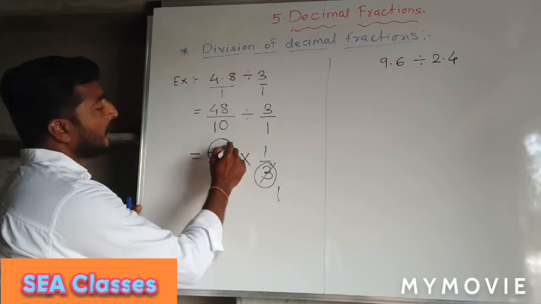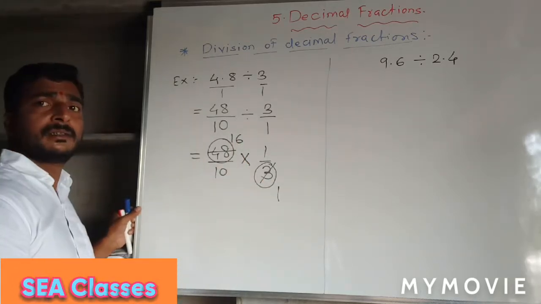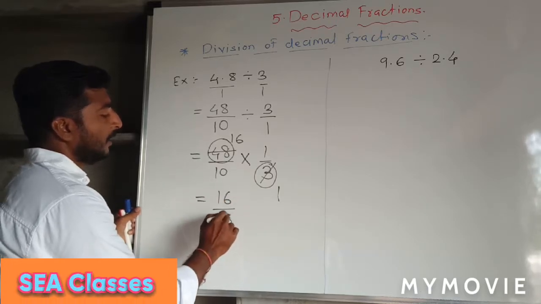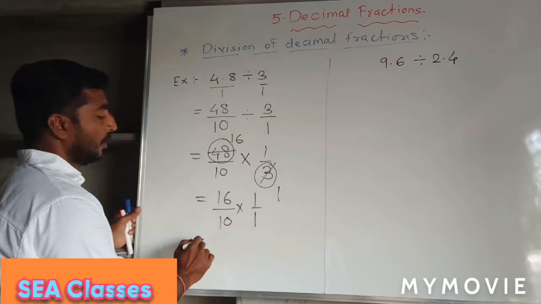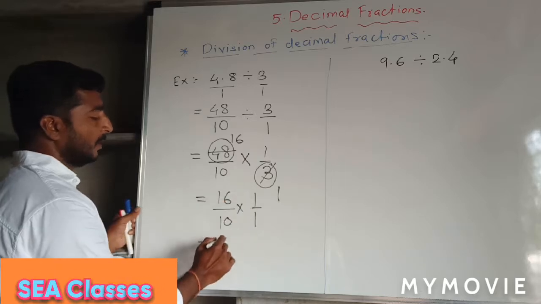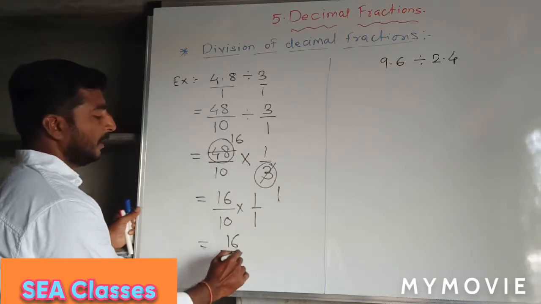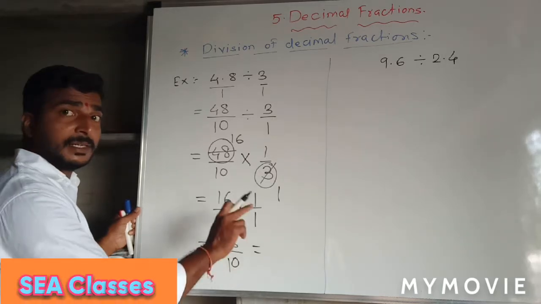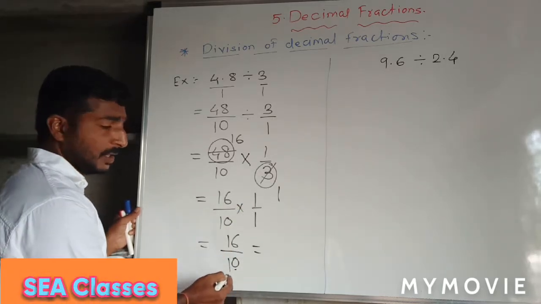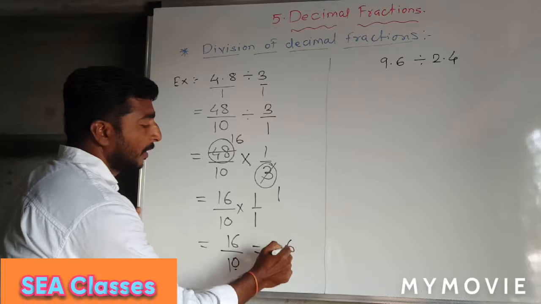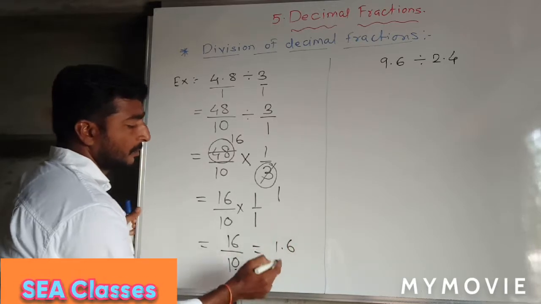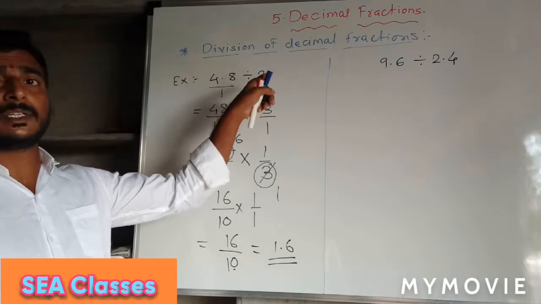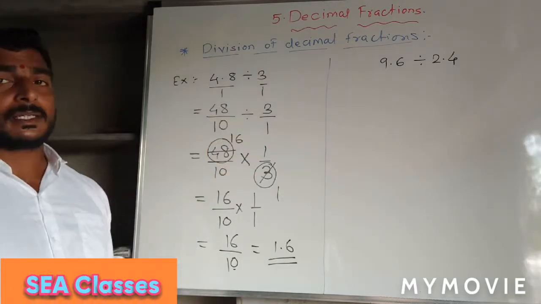So here we will do the division by cancellation. 3 ones are 3, and 3 sixteens are 48. So what is remaining here? There is 16 upon 10 into 1 upon 1. So numerator multiplied by numerator: 16 ones are 16, and 10 ones are 10, and that is the final answer. Now convert this common fraction into the decimal fraction, and you know there is a 10 in the denominator. So leave one digit from the right and put the decimal. So you got the answer 1.6 for the given division of decimal fractions.